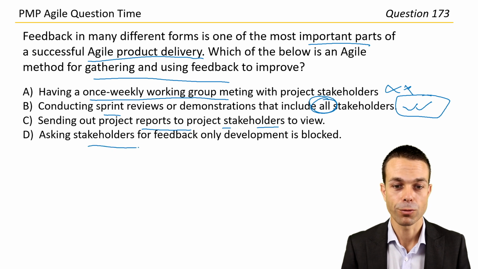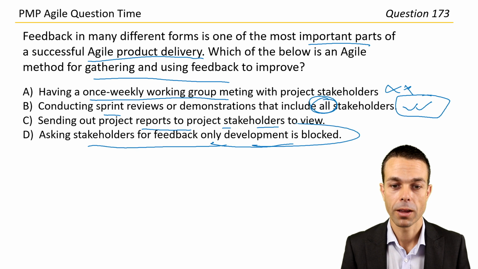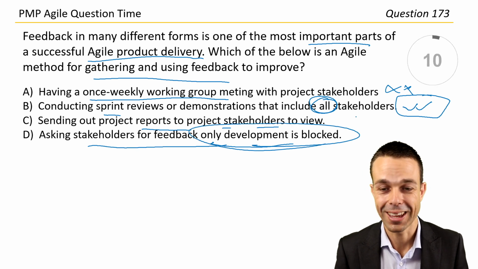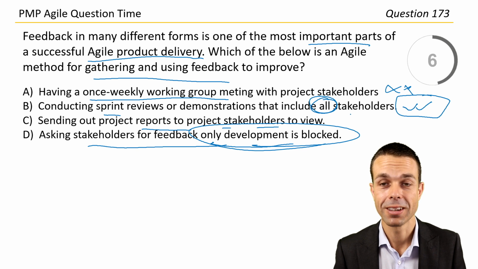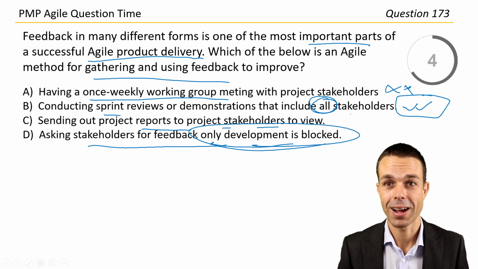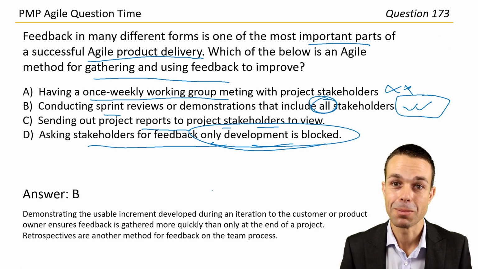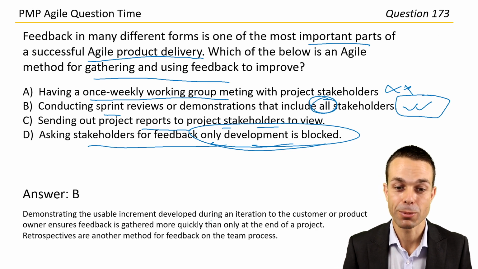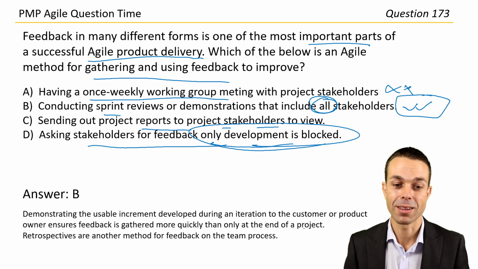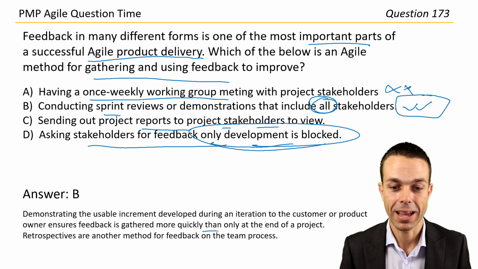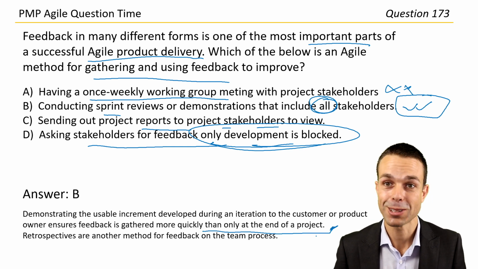Asking stakeholders for feedback only when development is blocked. No, not again. We want feedback all the time, just to make sure we're always checking in to make sure that things are on track. So the correct answer for us, I think, is answer B. Demonstrating the usable increment developed during an iteration to the customer or product owner ensures feedback is gathered more quickly than only at the end of a project. And retrospectives are another way to do it. So that's really good to know as well.